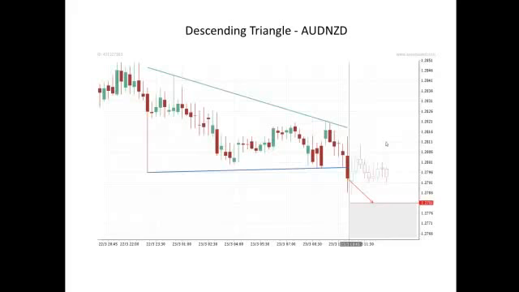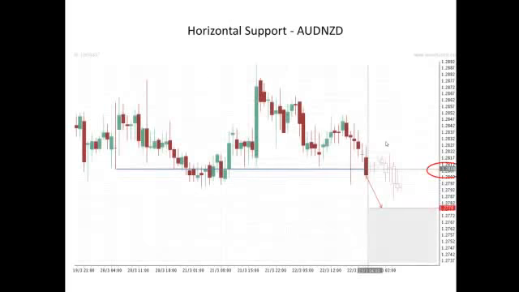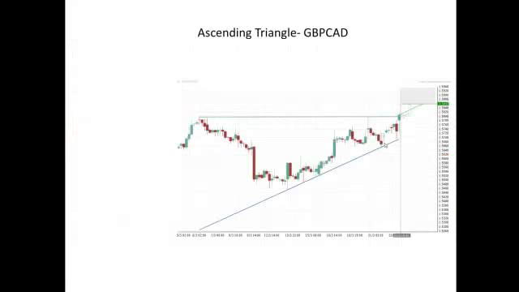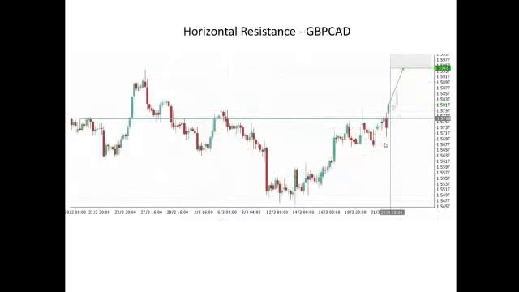Take, for example, this descending triangle on the Australian-New Zealand dollar exchange rate. Its support level is relatively close to a much larger horizontal support level that confirms it, and an even larger scale support level. So you have confirmation on various time frames by different pattern types. Here's another great example where you find an ascending triangle that is confirmed by a greater resistance level on the GBP CAD currency pair.